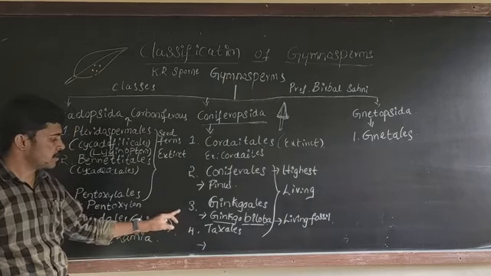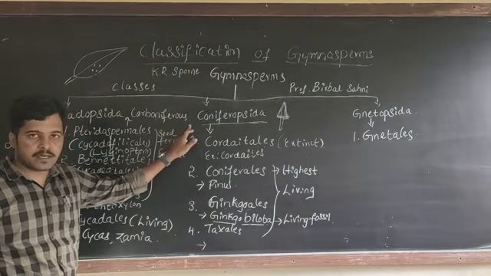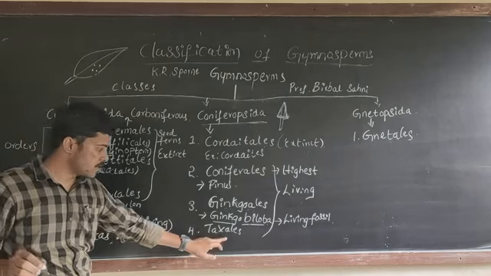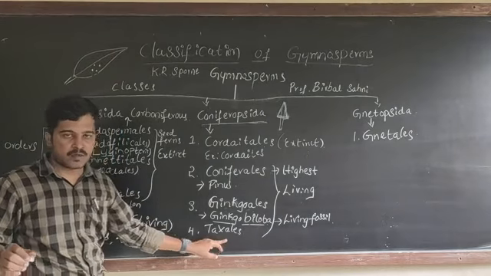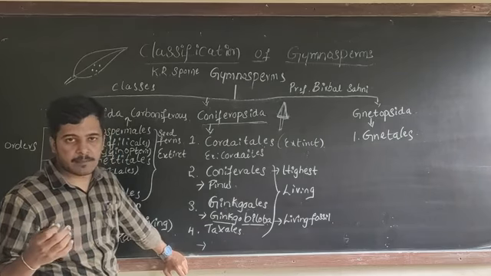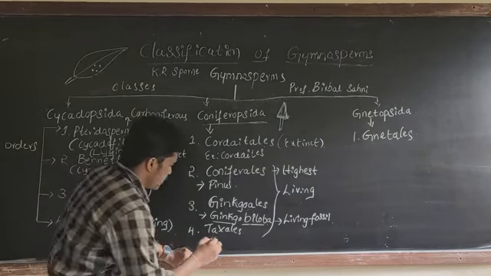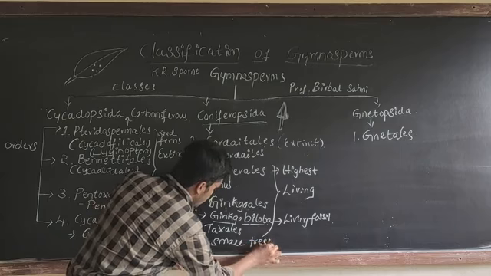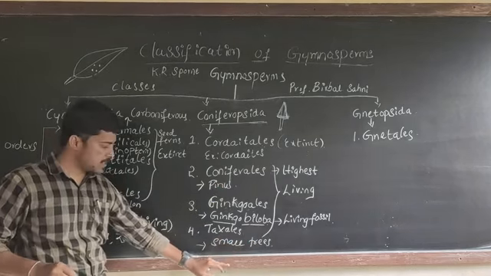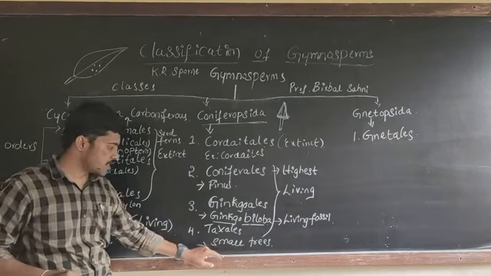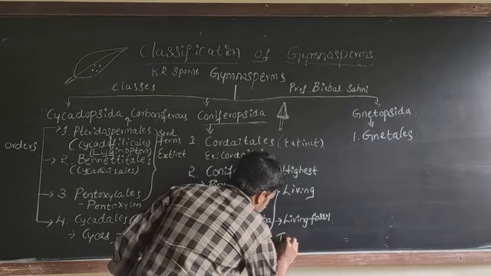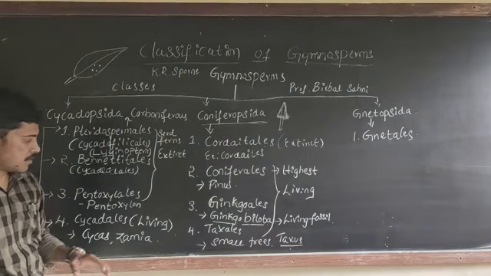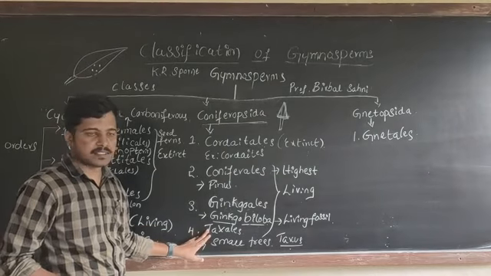Next, coming to the order Taxales. This order comes under Coniferopsida. The plant shows a cone-like appearance. Usually in Taxales you will find a branched stem, and usually you will find small trees. The best example for this order is Taxus. Taxus is a genus, a plant which comes under the order Taxales.